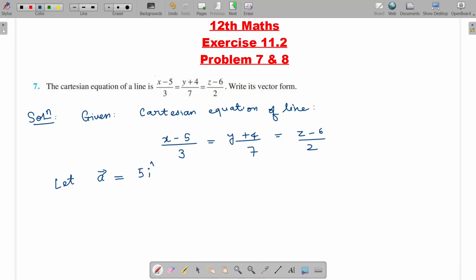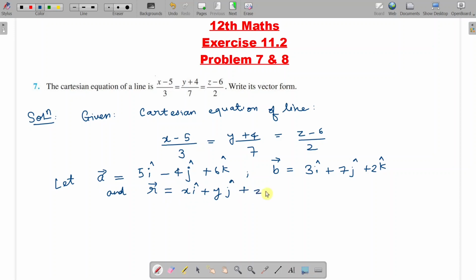and that will be the coefficient of i cap. Okay, then here again if you look at it is plus 4, so you have to write the opposite sign, minus 4, and that will be the coefficient of j cap. Similarly we will get plus 6 k cap. Okay, then b bar we can write from the denominators of the equation, so we will get 3 i cap plus 7 j cap plus 2 k cap, right? And r bar is the position vector of any point on the line, so that is nothing but x i cap plus y j cap plus z k cap.